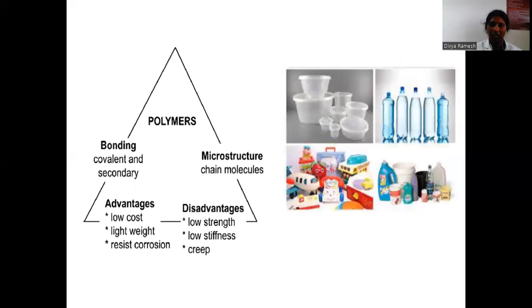The structure shown here depicts the bonding structure: covalent and secondary bonding. The microstructure of polymers involves chain molecules. Chain molecule in the sense, as I said earlier, the repeated subunits of molecules are arranged to form a particular polymer material. The major advantages are low cost, low weight, and resistance to corrosion. Low cost and low weight means you might have seen these water bottles, containers, and toys shown in the slide. They can be widely used, but they can be easily breakable. So that is a major drawback of polymers. The strength and stiffness will be low.